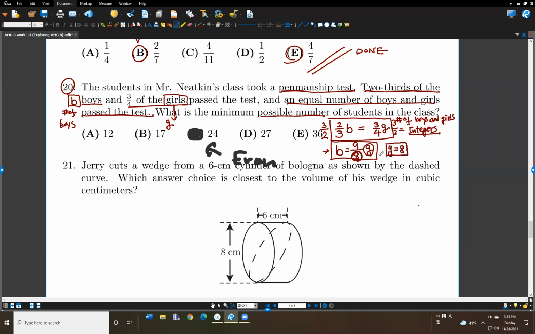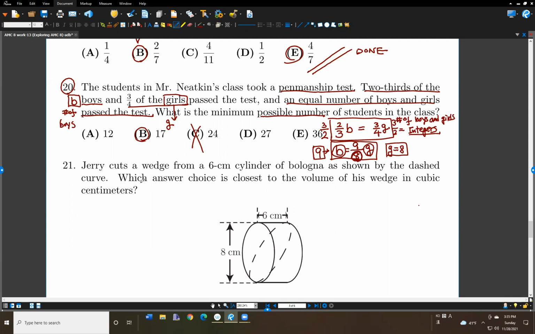Is it okay? No, that is not the answer yet. G is 8. What about B? The 8 cancels out, so B is 9. So boys is 9, girls is 8. Total is what? 17 is the smallest number. Okay, that's the answer.